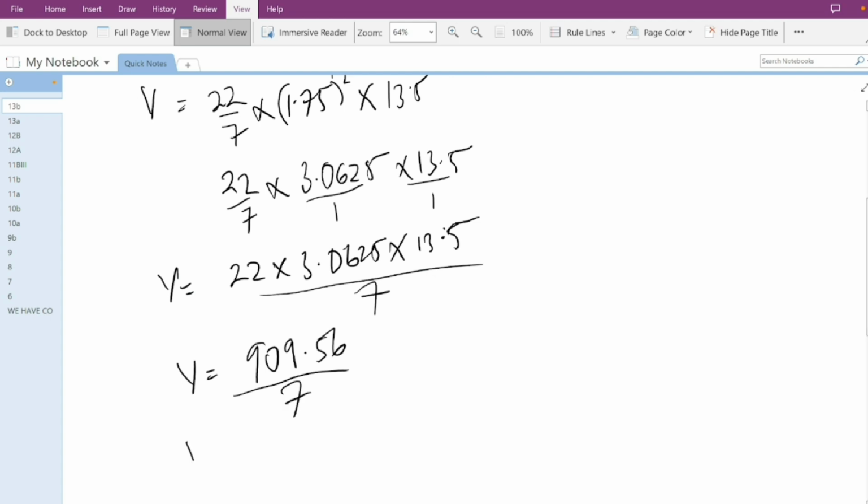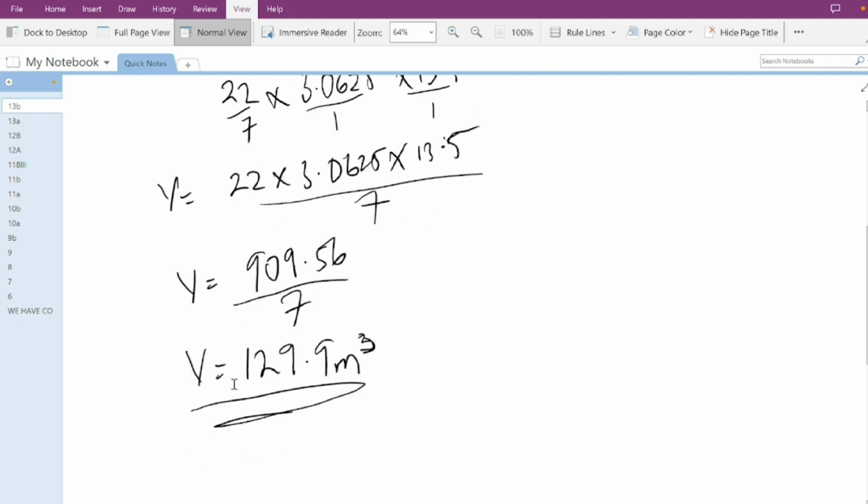That's 909.56 over 7. Using your calculator, we divide 909.56 by 7. It's approximately 129.9. Then you put our unit, meters cubed. Remember, your units will give you a complete mark. The volume is 129.9 meters cubed.